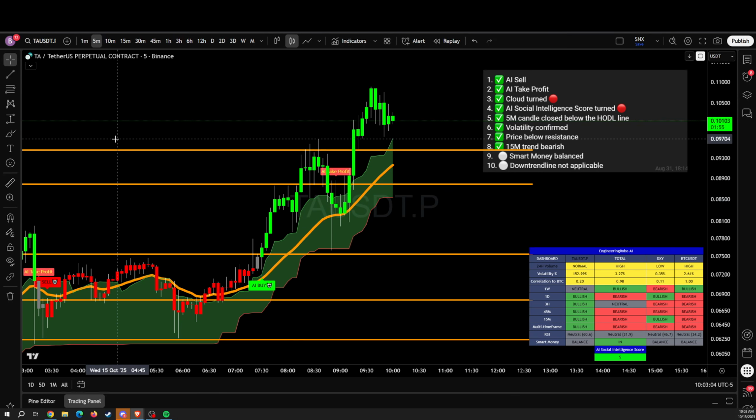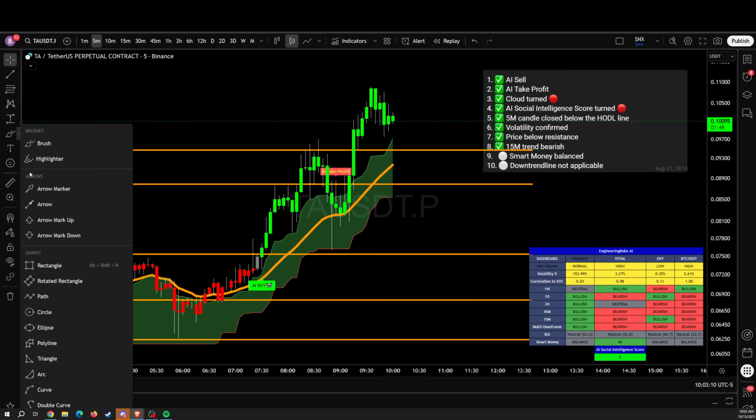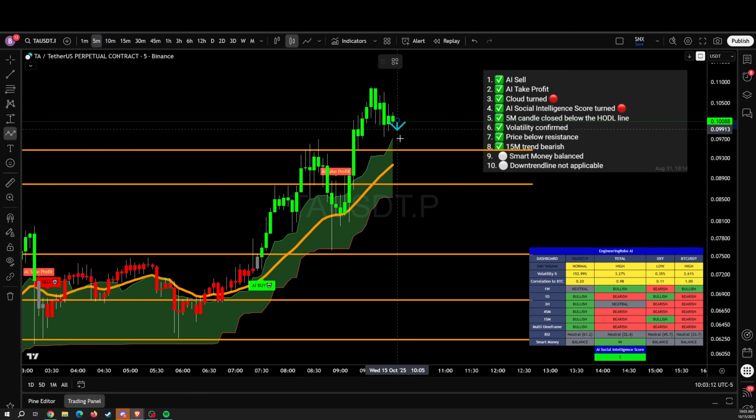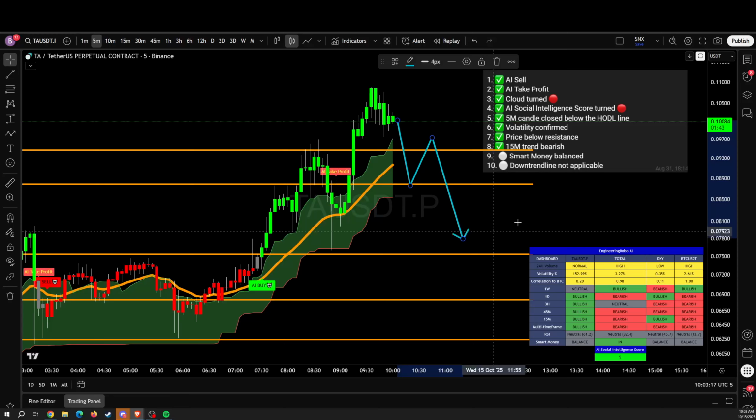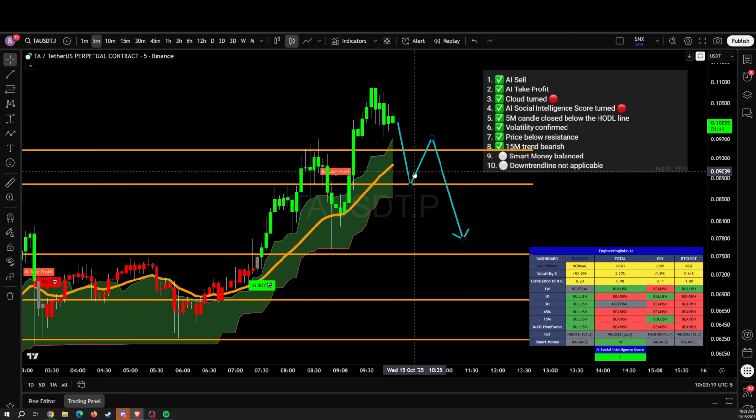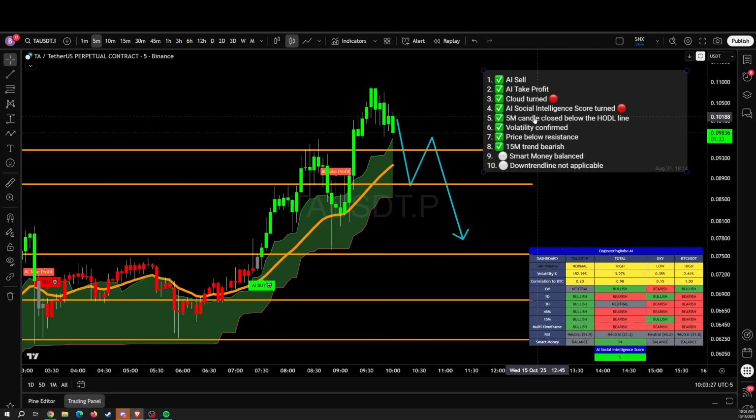At this point, you're just looking for this. Let's say from here it does something like this, comes back up, creates another shoulder, and then starts to fall. When this happens, you would be below the hodl line, which is right here. You need a 5-minute candle close below the hodl line. So you actually have to wait until the 5-minute candle closes. You have to be patient with this.